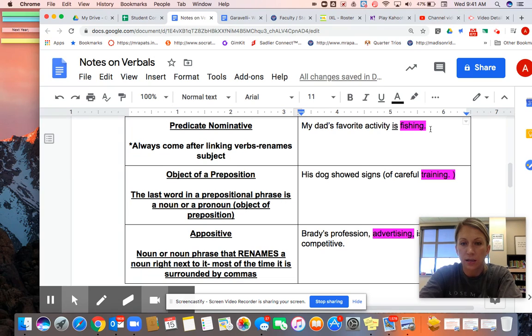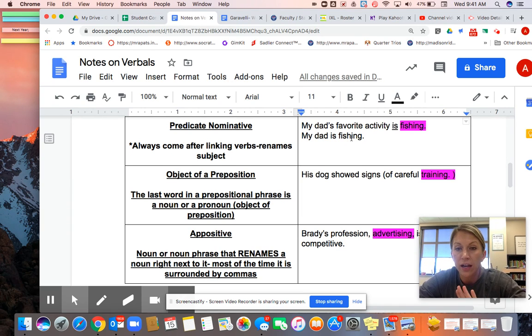Now look at this example. What if I said, my dad is fishing? Let's talk about how this is different. In this sentence, dad is your subject. Is is a linking verb. Fishing is a verbal. Oh, fishing could be a verbal because it ends with ing. So we have to decide what it's doing. Now, if you look closely, is is actually not being a linking verb. It's being a helping verb because fishing is being an action verb.